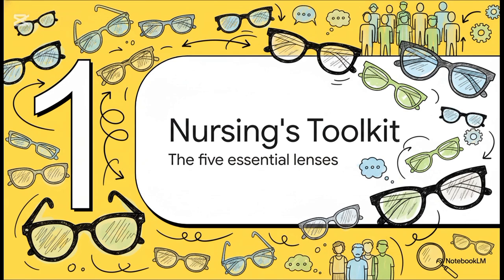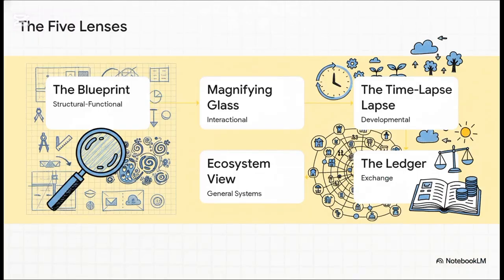The best way to think about them is like 5 different pairs of glasses. Each pair lets a health professional look at the very same community and see something totally different and totally vital. So here they are in a nutshell. You've got the blueprint, which shows you the overall structure. Then there's the magnifying glass for zooming in on those personal connections. The time lapse lets you see how things change over years. The ledger is all about weighing social pros and cons. And the ecosystem view, well, that shows you how every little piece is connected to everything else.